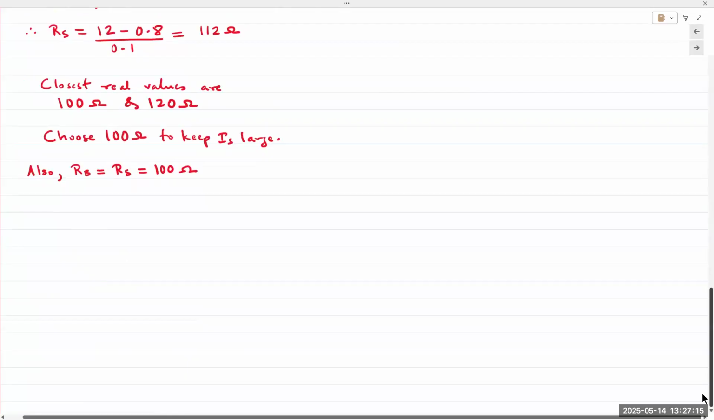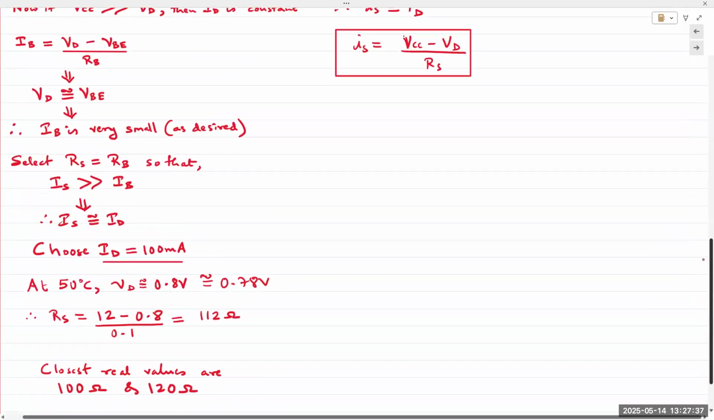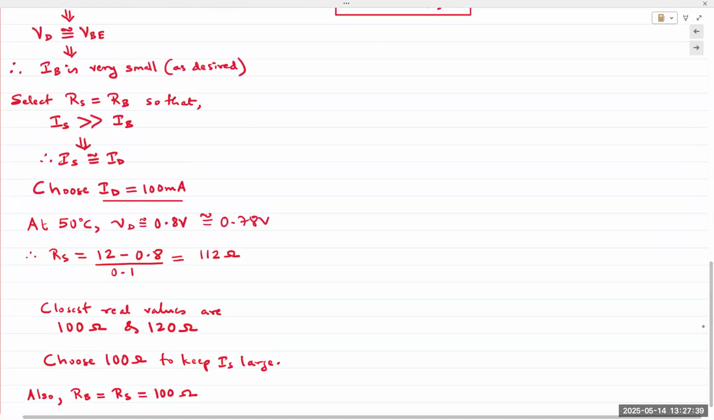We can also choose RB to be very close in value. Again, we pick the same value, simulate the circuit, see if it works. If it doesn't work, then we can go back and change it. But for convenience sake, we can choose RB to be the same as RS, 100 ohms. Okay. So RB and RS will both be at 100.